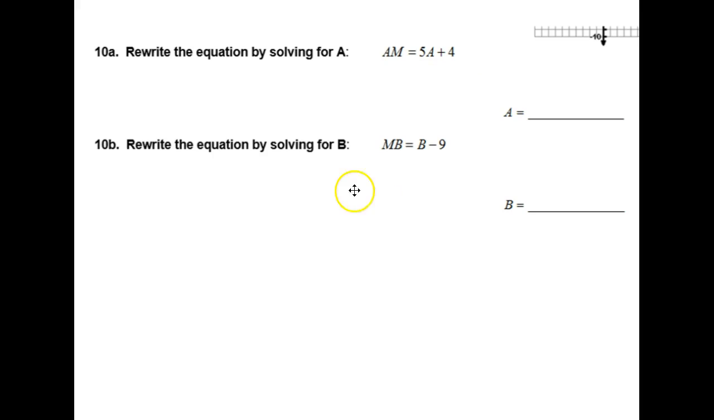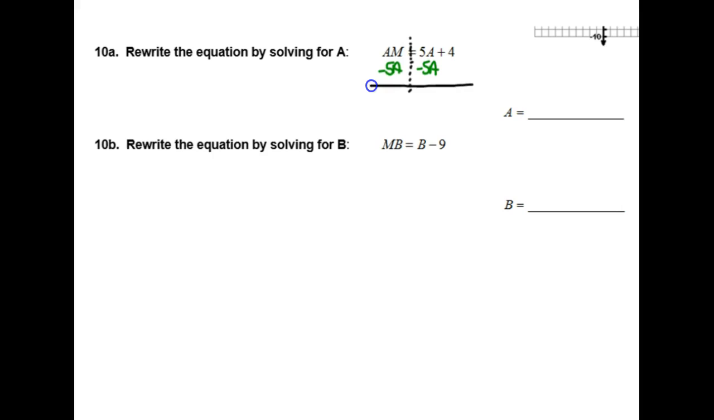When we get to question 10, these are the questions where I'm trying to isolate for a, but I notice that there's multiple terms with a in the question. So the first thing we have to do is get everything with an a collected to one side of the equation. So I'm going to start by subtracting the 5a term over here.